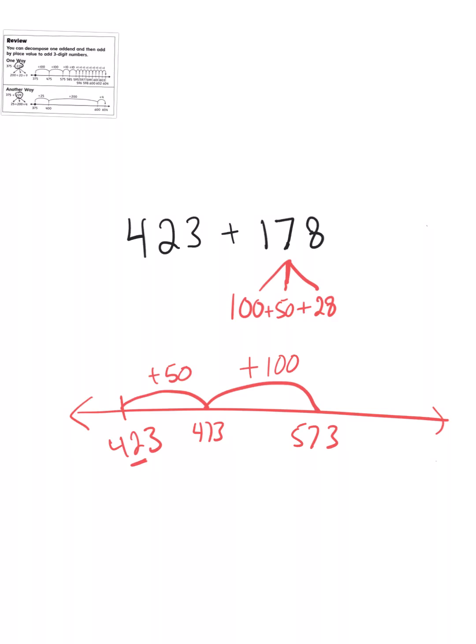So maybe I'll do 20, 10, 20. That gets me to 593. And then I have 8. So again, just like the last way, we can count that 8 however we want to. But I'm just going to show, for time's sake here, one leap of plus 8. That gets me to 601. So again, got the same answer. That means I did it correctly.